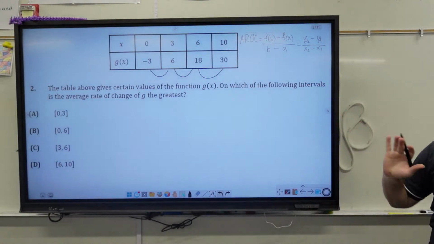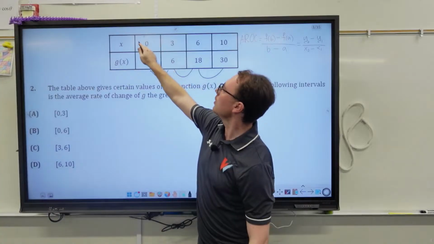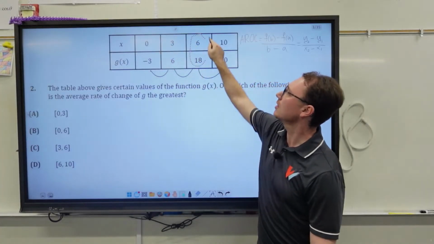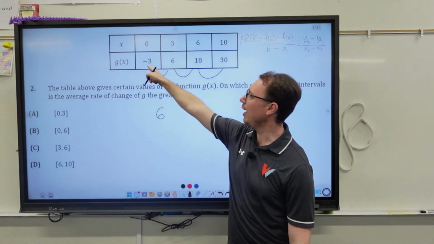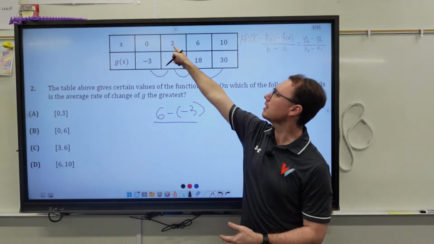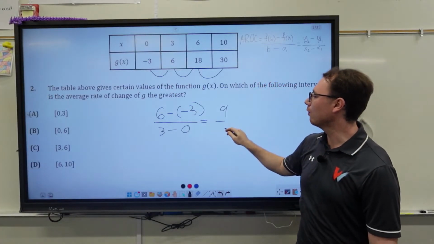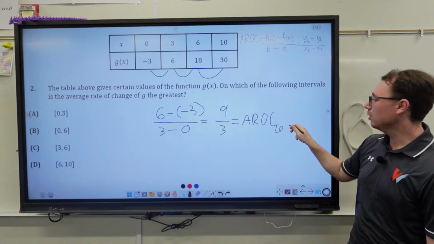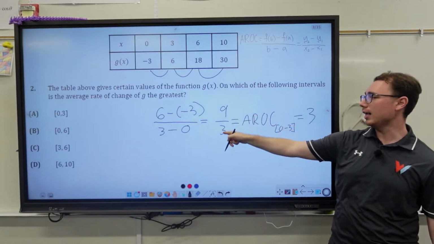For this problem itself, we can just choose any two random points here and then decide if those are the right interval changes. So let's do this point of 0, -3 and 3, 6, and then that second point is going to be 2, 6 to 6, 18. All we're really doing is taking this second y value of 6 and subtracting this first y value of -3. So it's 6 minus -3 all over that second x value of 3 minus that first x value of 0. In this case, we get 9/3, where the average rate of change for that interval of 0 to 3, because that's going to be our x values here, is equal to 3, 9 divided by 3.